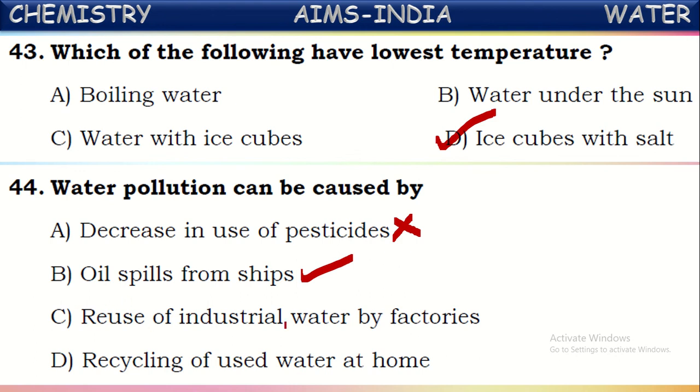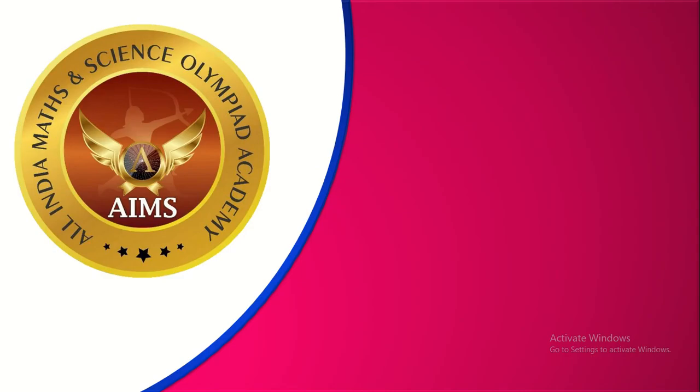Reuse of industrial water by factories. If water is being reused, it won't cause any pollution. It saves the water in fact. Next one, recycling of used water at home. It also conserves the water. It won't cause pollution. So the only one which is causing pollution for the water is oil spill from the ships. Okay, this is a practice sheet related to the chapter water.